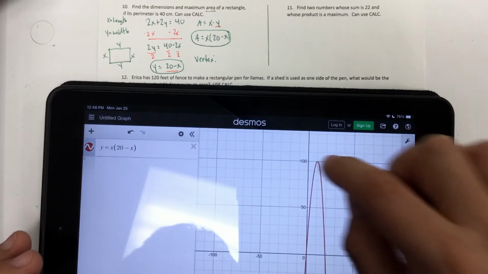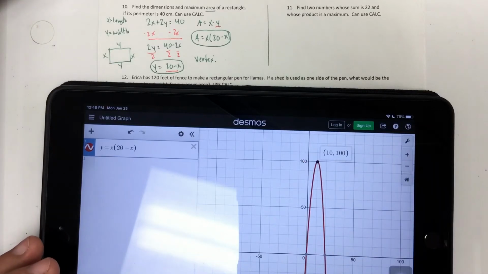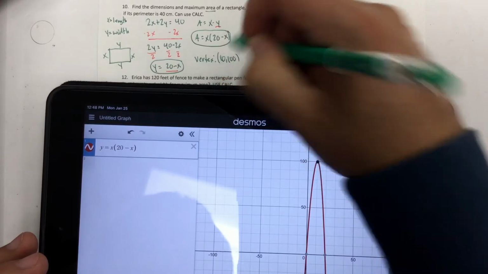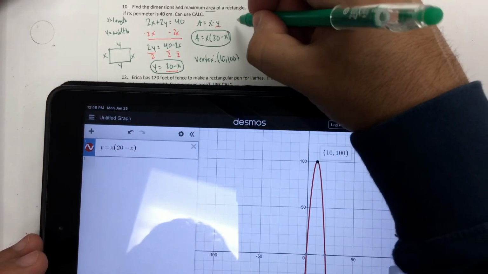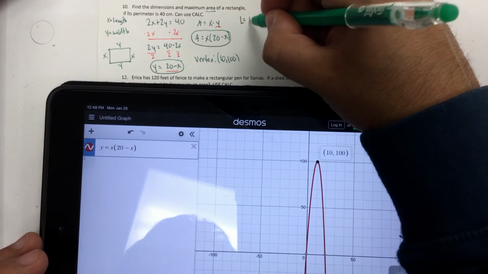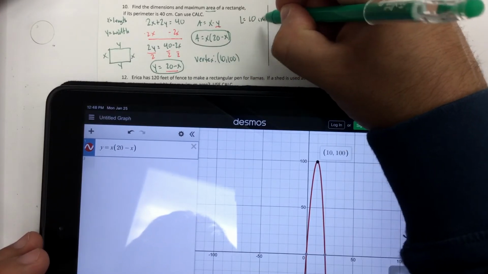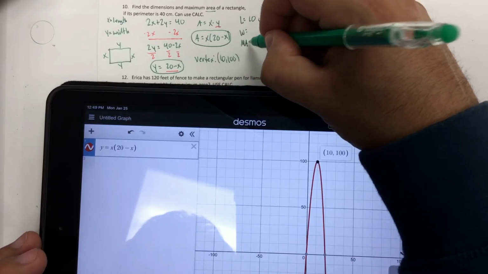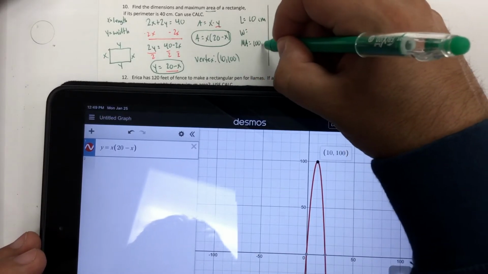All right, so the vertex is right here, and we can see that's at 10, 100. So in class, we've talked about it, so we know that the length is the first x value, that's 10, and our units is centimeters. Our width is not this one. Our max area is that one, 100 centimeters squared.